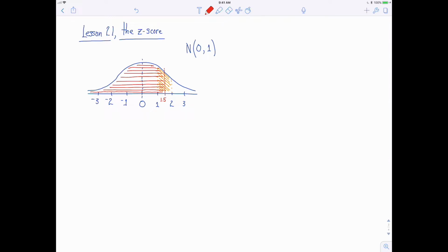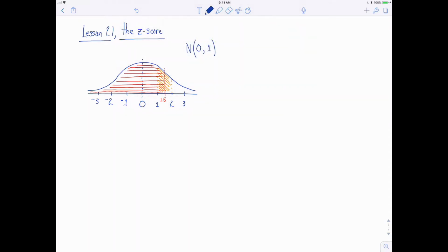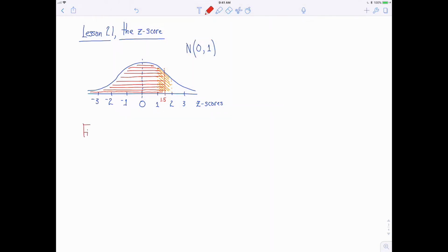So that's what we're going to do today. We're going to find out how we deal with values that are not exactly on standard deviations. So if you recall, the values here on our horizontal axis are called z-scores. And what we do is this. We want to find the red area.